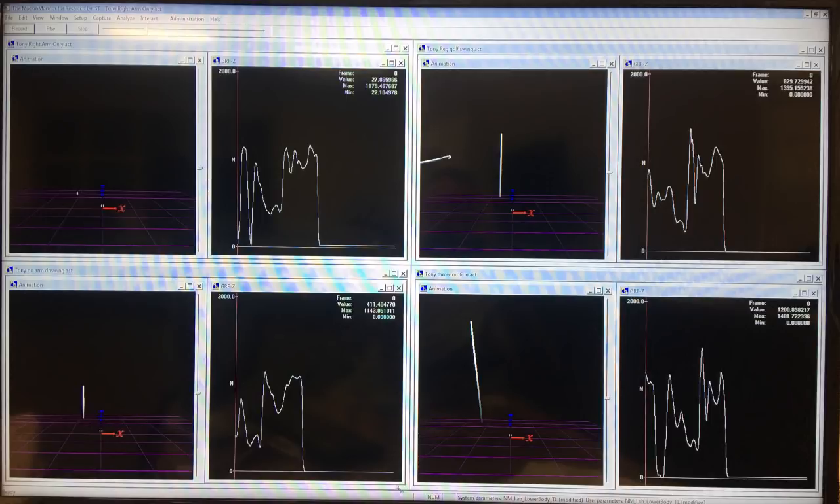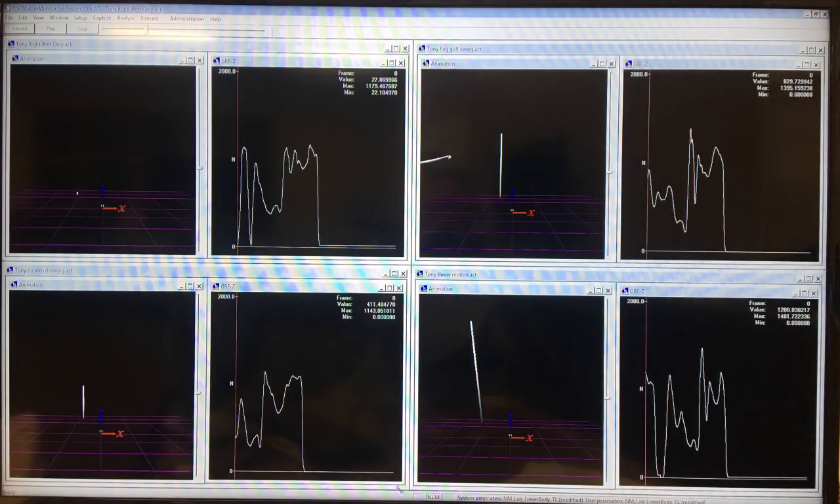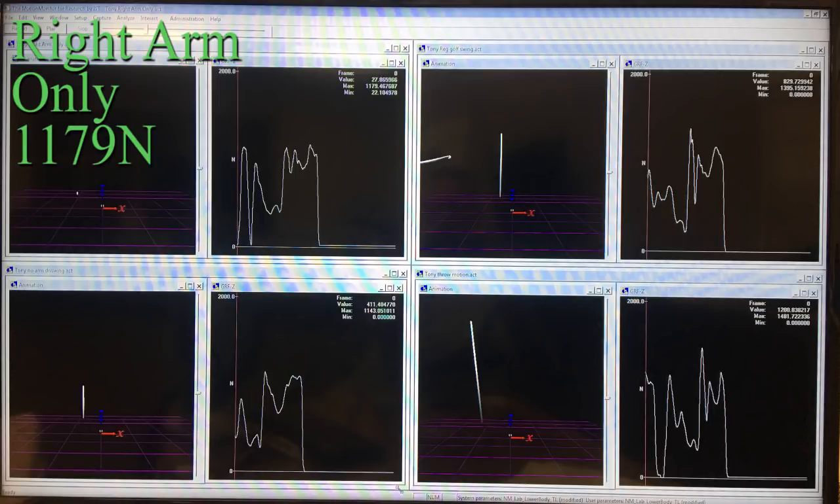So 255 pounds produces 1,134 newtons. And that's what we're looking at when we start looking at force plate data. The Z axis is what we're looking at, which is just the vertical component. When we look at the max values, the max value I got out of the right arm only was 1179. So that's just slightly over my own body weight.